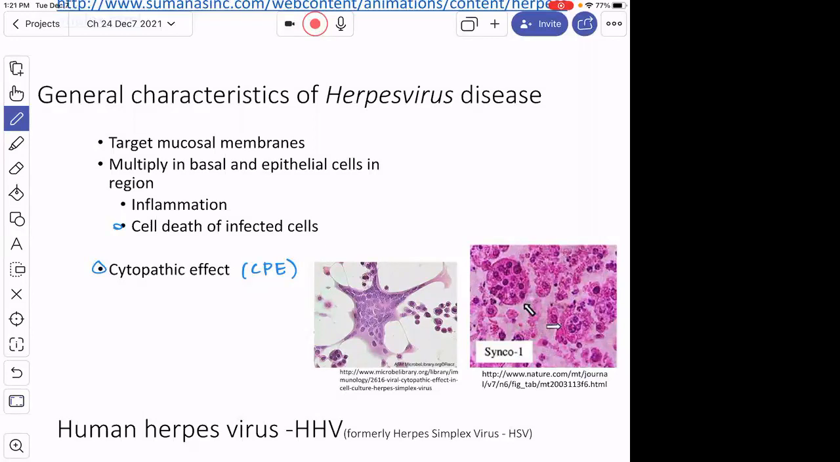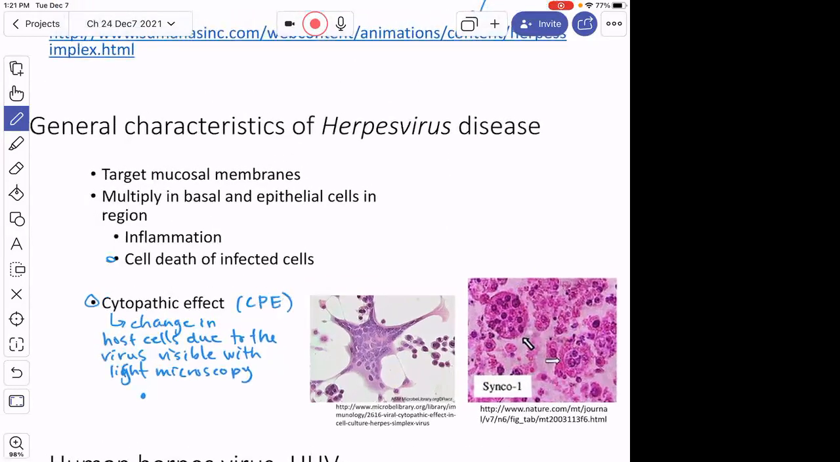Okay, and so a cytopathic effect, that means a change in host cells due to the virus. So that's going to be visible with light microscopy. Okay, so a particular cytopathic effect that we look for is the formation of syncytia.